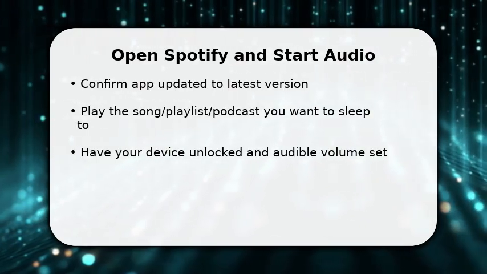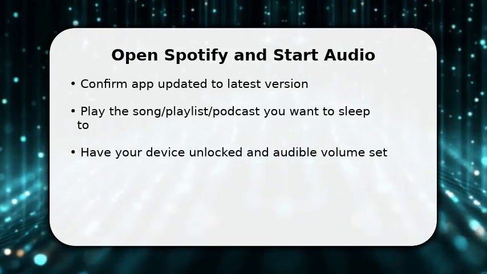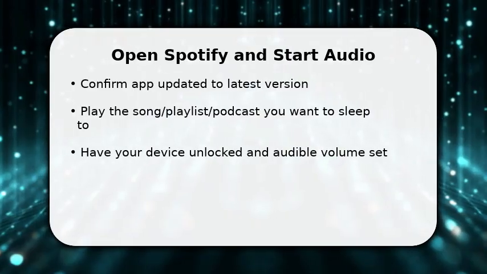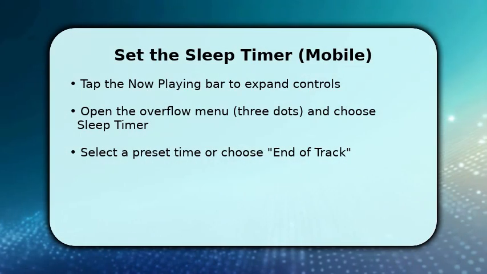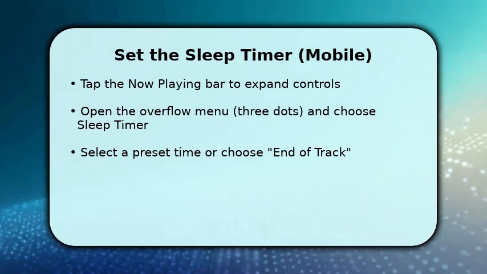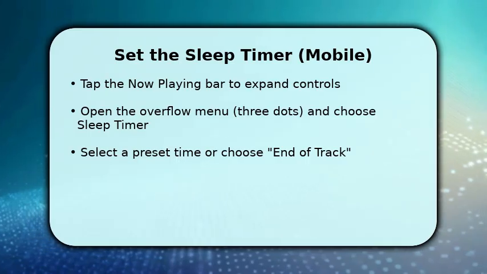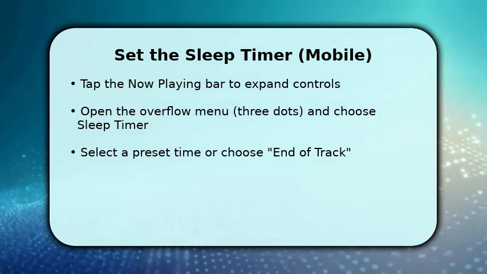Now that audio is running and the app is ready, you're set to add the timer. This prevents music playing all night and saves battery while you sleep. You expand the Now Playing screen and tap the three-dot menu to reveal extra controls. Then select Sleep Timer. Spotify shows presets like 5, 10, 30 minutes or options such as End of Track.